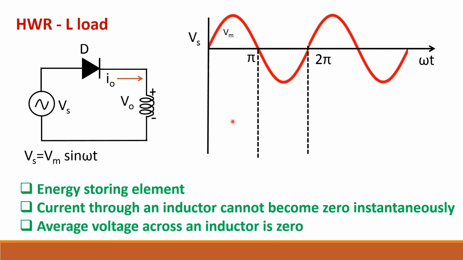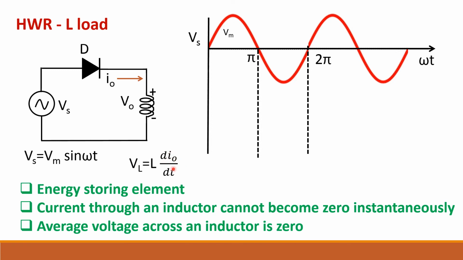The other thing is the average voltage across an inductor is always 0, and VL is given by L into di by dt. So this di by dt is the rate of change of current. If it is positive, voltage will be positive. This is the voltage across the inductor, that will be positive.